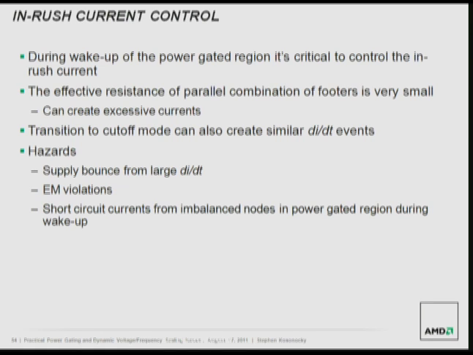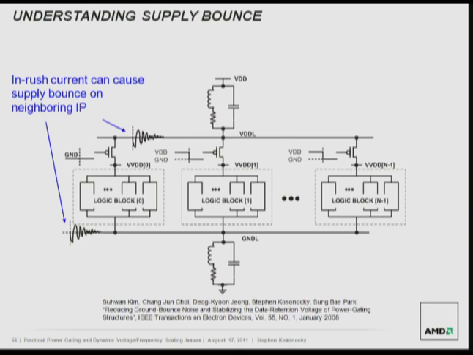The next one is inrush current control. When you turn that on, as I mentioned before, you can get a huge inrush of current, which can cause a lot of noise, di/dt noise. Some of that results in, let's say, supply bounce. It could cause EM violations. Short circuit currents, as it's charging up, could imbalance some of the nodes and cause some reliability errors. And you can actually destroy state nearby.